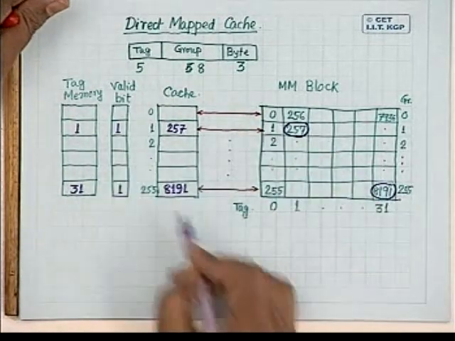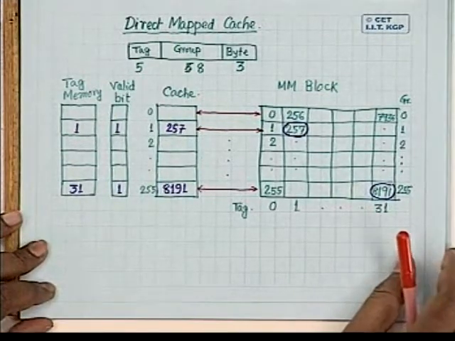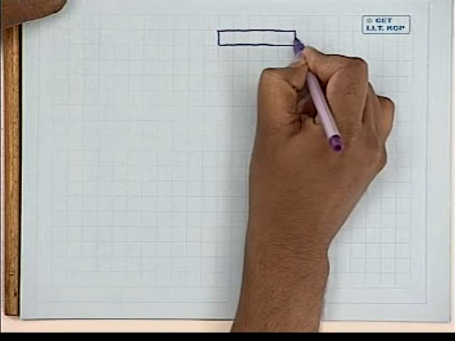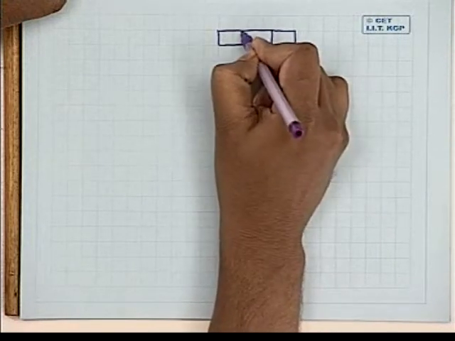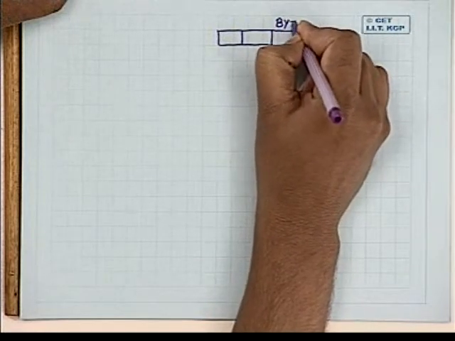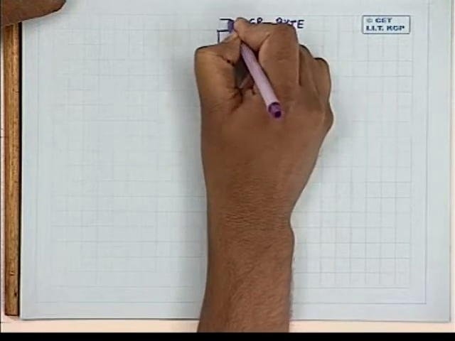Okay, so given this type of organization, now let us see what will be the architecture by which a byte from the cache memory can be extracted. So architecture now will be very simple. Here we have main memory address, which is broken into three components: byte, group, and tag. So this is byte, group, and tag.